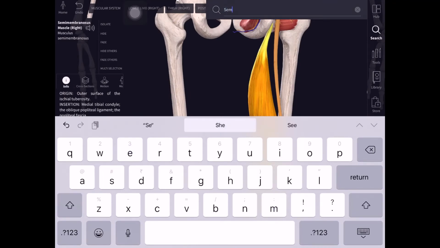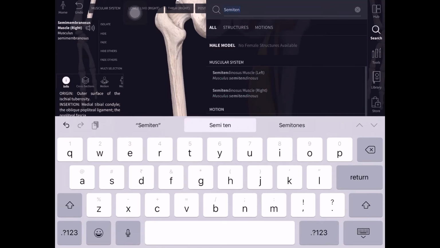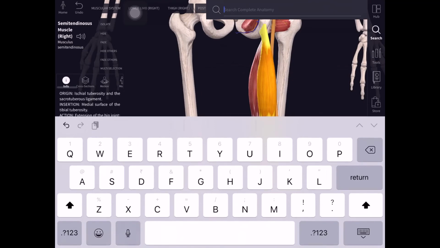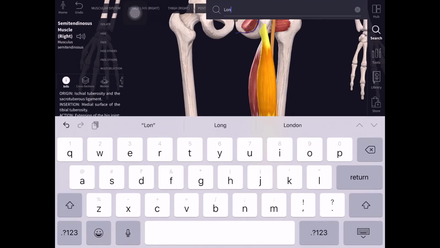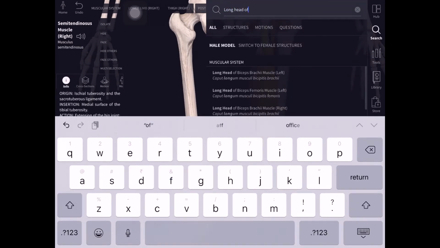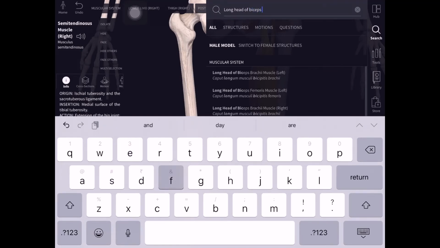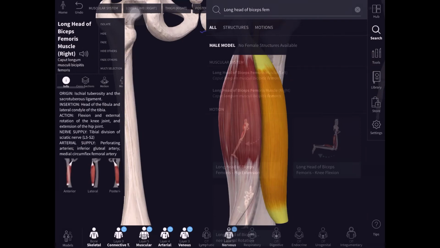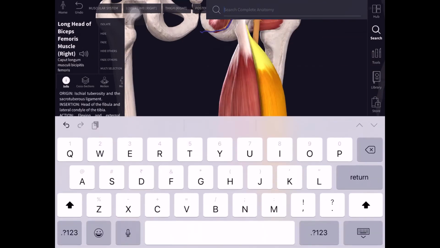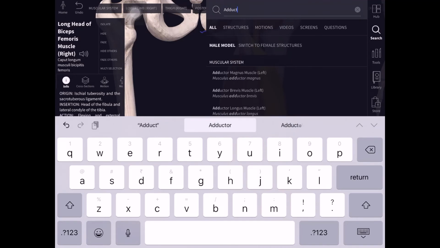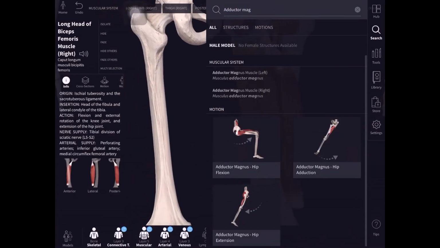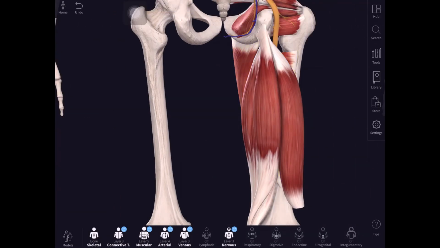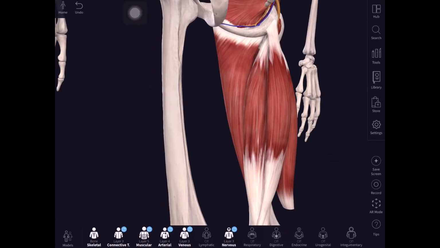What is that muscle? I need semitendinosus, yeah. I also need a muscle, long head of biceps femoris, right. 3 muscles, and one more I need, that is your adductor magnus, and I need the right one. Yeah, I think I got all.